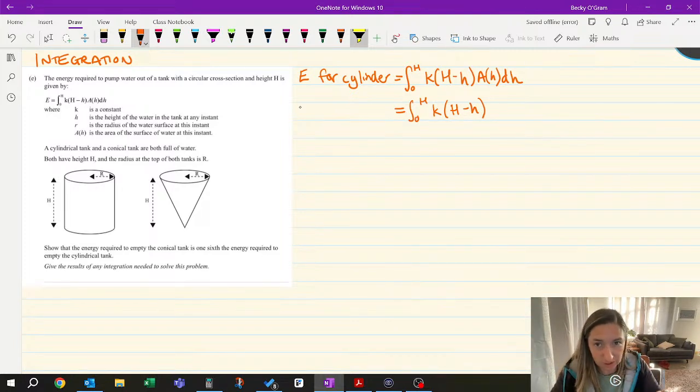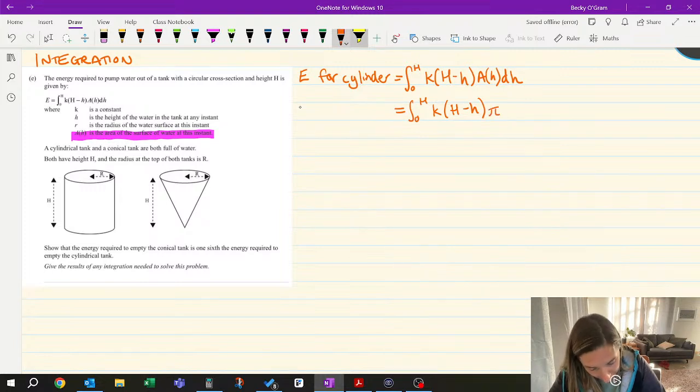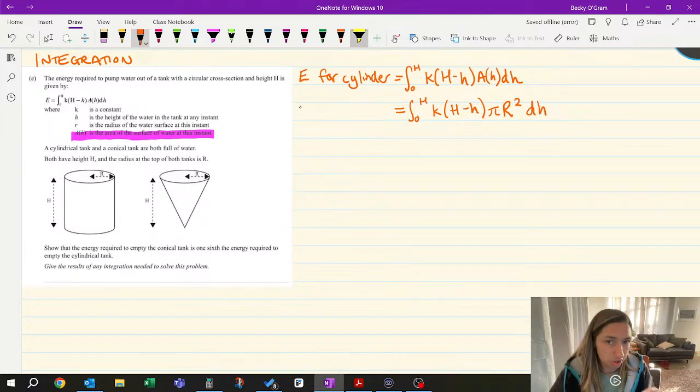We're trying to turn everything into something in terms of h now. Now the area of the circle, this bit here, so on a cylinder, that area is going to stay constant as well. So we can turn that one into a constant too. So that will just be pi times the radius squared, because we've been given capital R as the radius of that one, and that's a fixed number. Now we're going to differentiate that with respect to h. Now the only thing in that expression that is a variable is the little h. So we can now do everything with respect to h. Everything else is a constant number.